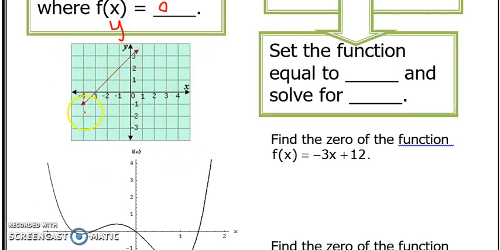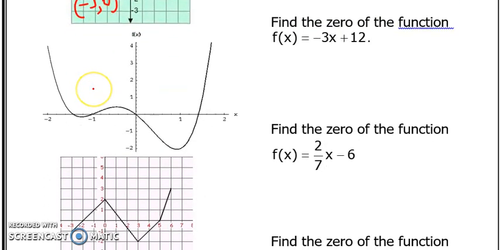Where does this graph cross the x-axis? Right here, at -3. So (-3, 0), y is 0, this is a zero of a function. Let's take a look at the next graph.